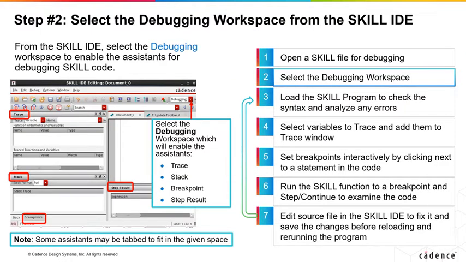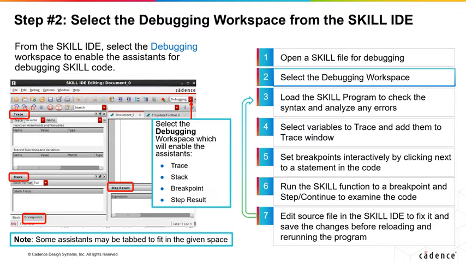In step number 2, now that we've opened up a particular file for debugging, we'll select the debugging workspace from the Skill IDE. You can see there's a menu selection here. And what that will do is load in several assistants, including the trace assistant, stack, breakpoints, and step result. So these are the default ones.